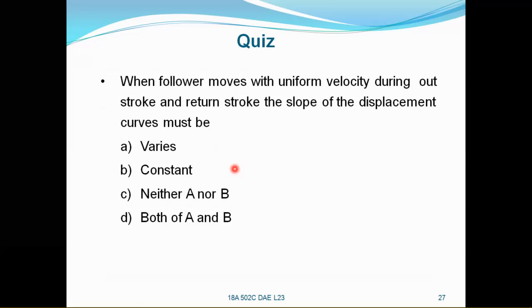As we had discussed previously, when we drew the displacement diagram for the follower moving with uniform velocity, as it is saying uniform velocity, then the slope will be constant, right? So the answer should be the constant option. Let us see. So that means the slope of the displacement curves must be constant.